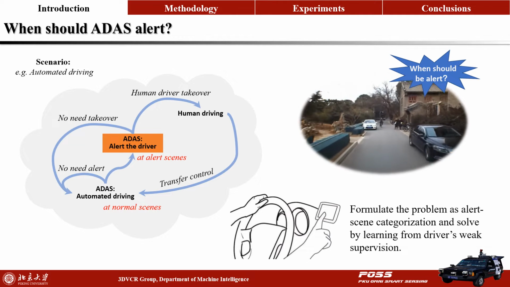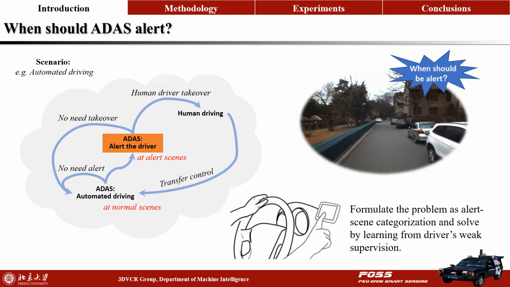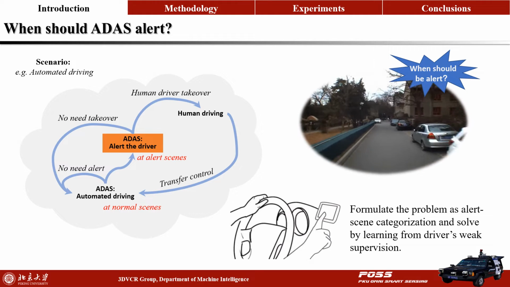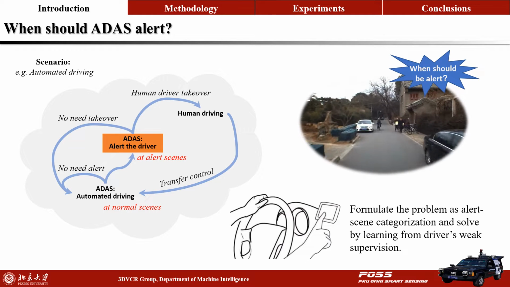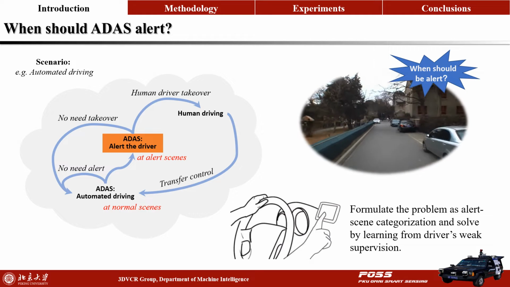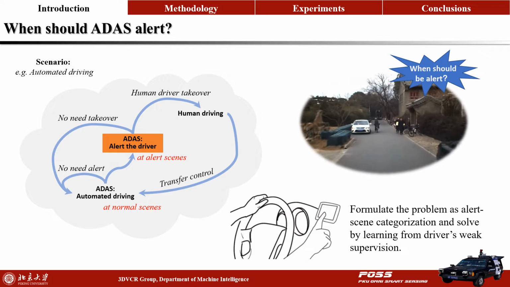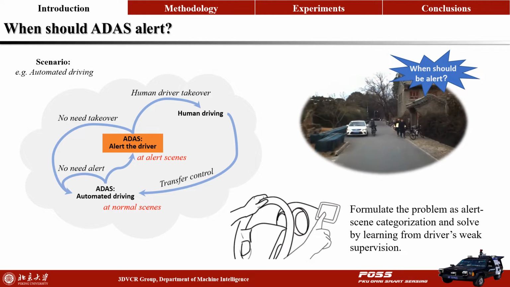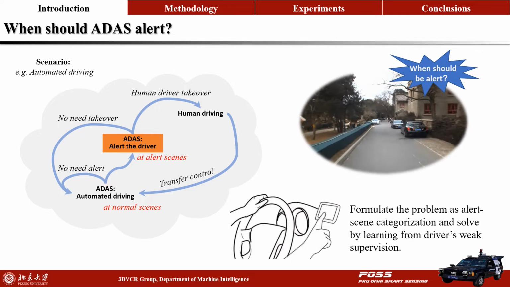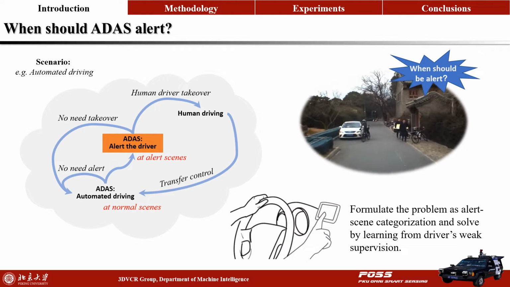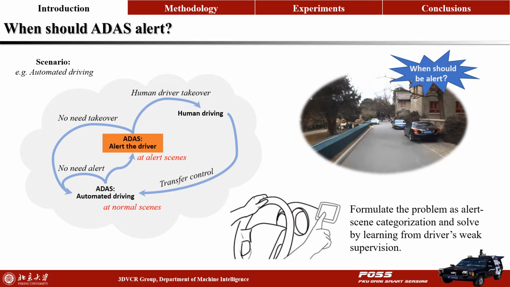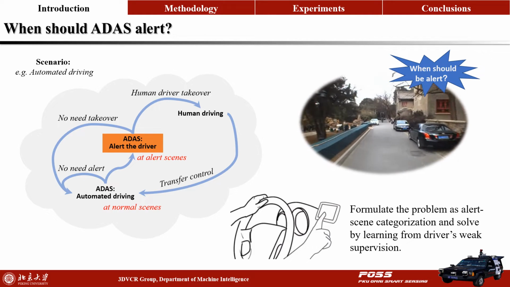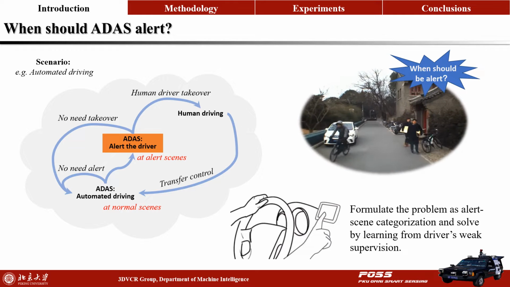Over the last decades, drastic progress has been witnessed on advanced driver assistance systems, that is ADAS. One important ADAS function is that it should alert the human driver to take over control when there is a dangerous situation. But the question is, when to alert a driver? In this paper, we formulate the problem as alerting categorization and solve it by learning from the driver's weak supervision.